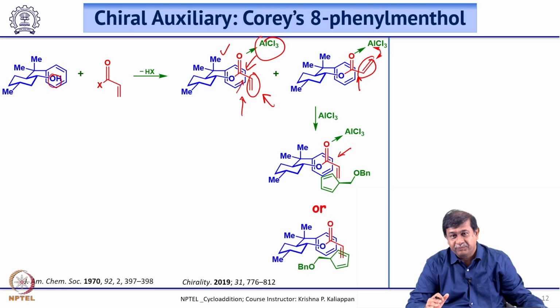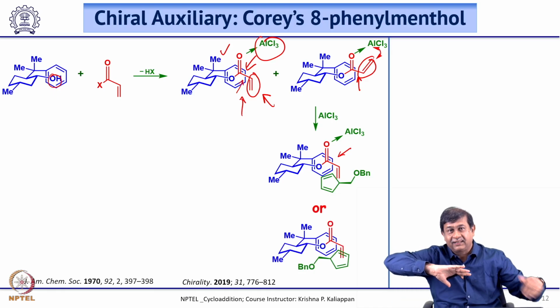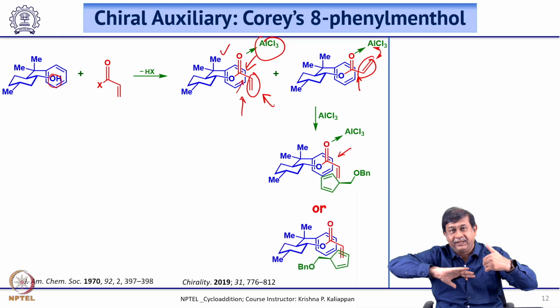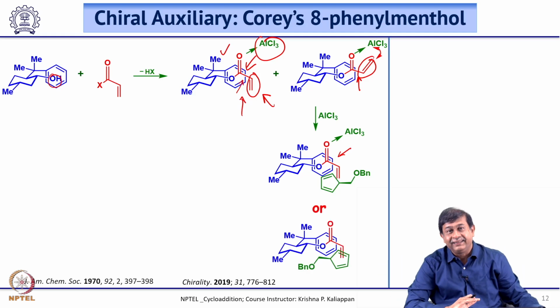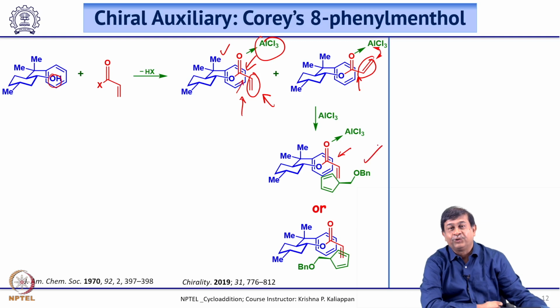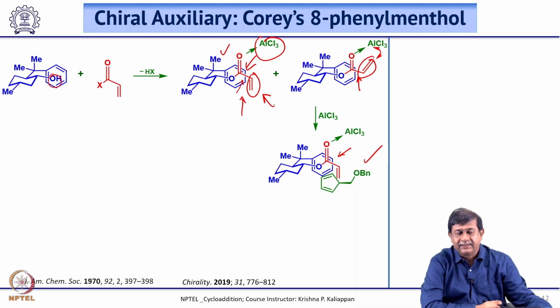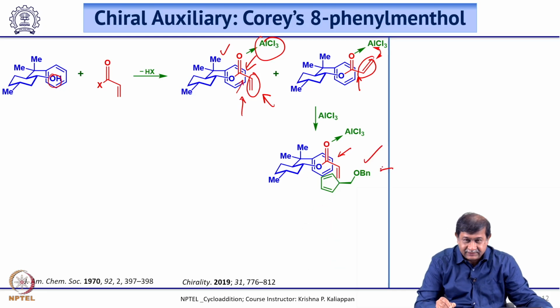Then there is another possibility that the diene is coming like this, where the carbonyl group of the dienophile is away from the diene. That means that will lead to the exo product. So we know that between these two, the endo product is the one which is most preferred. So what happens if this reaction takes place in this transient state?